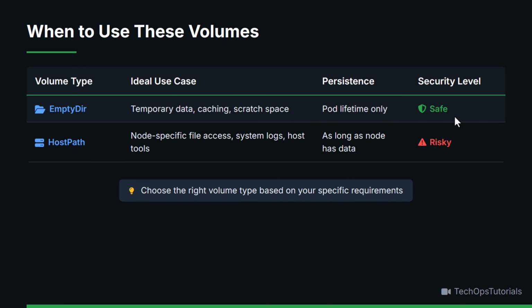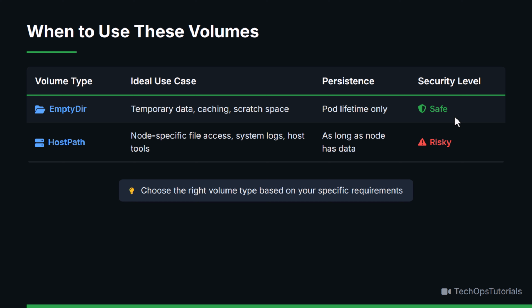Now let's compare when to use these volumes. If you need temporary storage like caching, scratch space, or data that only matters while the pod is running, then EmptyDir is the right choice. It's safe, but remember, the data disappears once the pod is gone. On the other hand, HostPath is used when you need access to node-specific files such as system logs or pre-installed tools. The data lasts as long as the node has it.